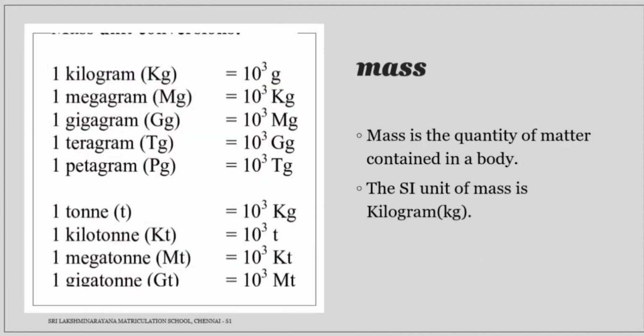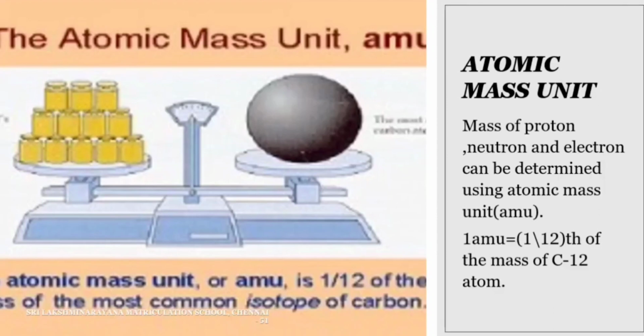Next topic is mass. Mass is the quantity of matter contained in a body. The SI unit of mass is kilogram, that is denoted as kg. Next topic is atomic mass unit. The mass of proton, neutron and electron can be determined using atomic mass unit, AMU. 1 AMU is equal to 1 by 12th of the mass of carbon-12 atom.